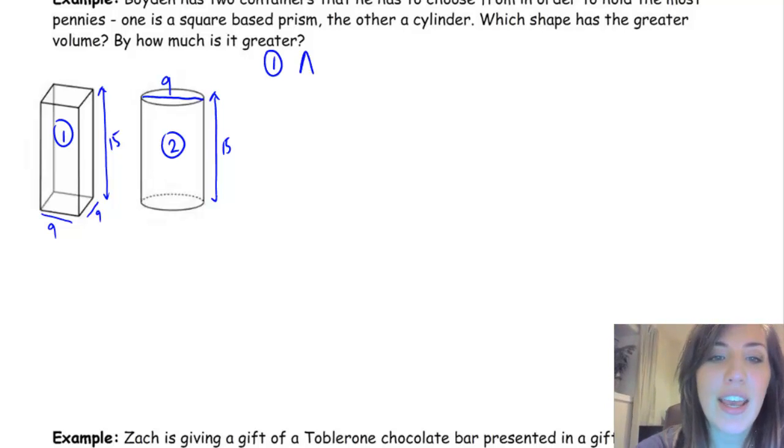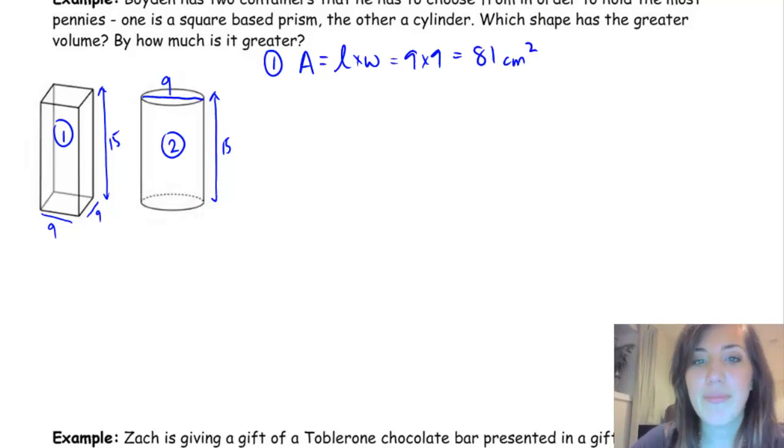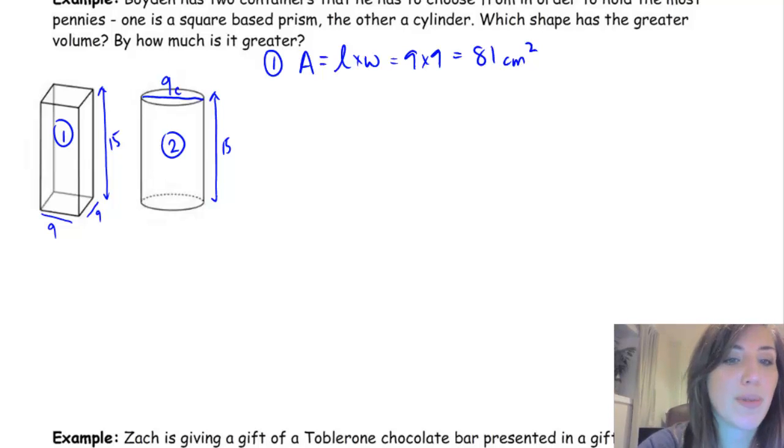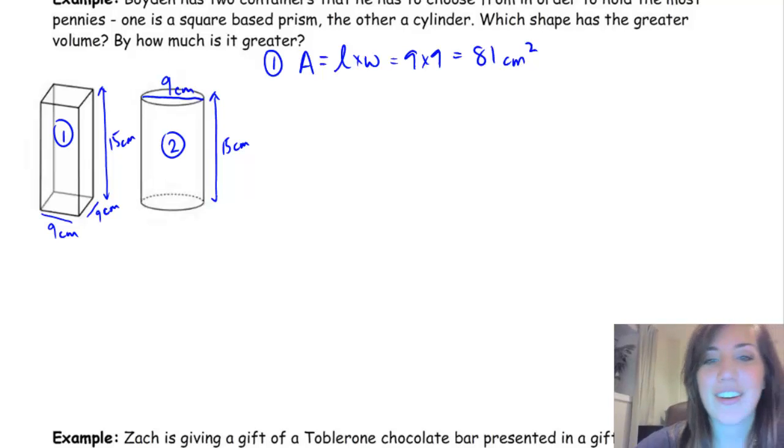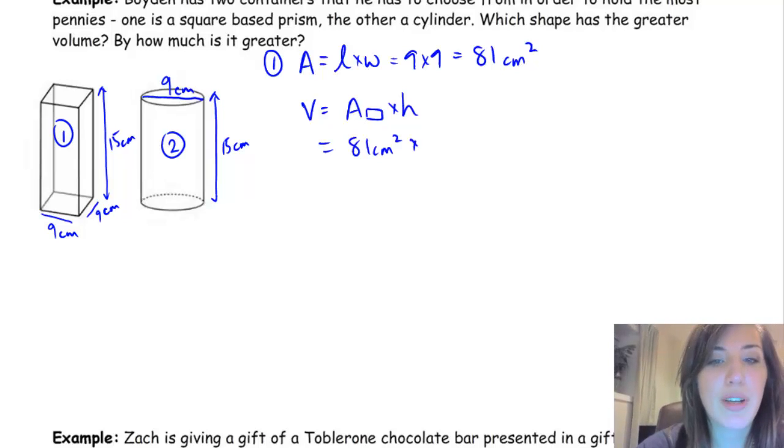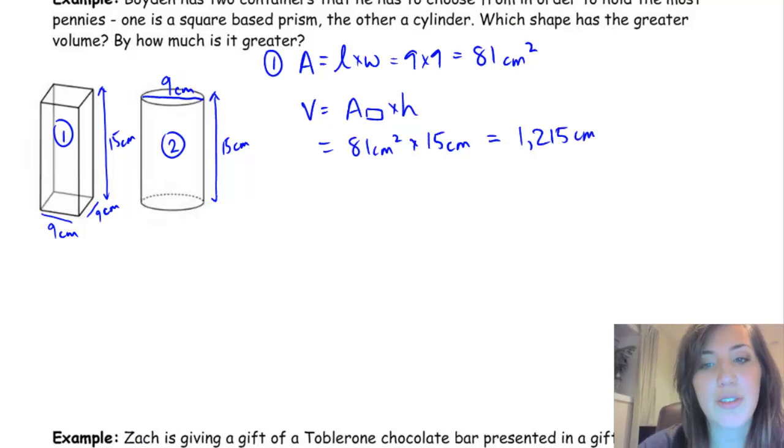So first of all, the area of the base would be length times width here, and that's just 9 times 9, which we know is 81 centimeters squared. Oh, all these are in centimeters, by the way. All right. And we know that volume equals area of the base rectangle times the height. So this equals 81 centimeters squared times our height of 15 centimeters. And this gives us a total volume of 1,215 centimeters cubed.